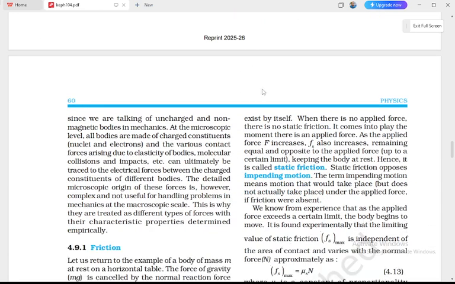since we are talking of uncharged and non-magnetic bodies in mechanics. At the microscopic level, all bodies are made of charged constituents, nuclei and electrons, and the various contact forces arising due to elasticity of bodies, molecular collisions and impacts, etc., can ultimately be traced to the electrical forces between the charged constituents of different bodies. The detailed microscopic origin of these forces is, however, complex and not useful for handling problems in mechanics at the macroscopic scale. This is why they are treated as different types of forces with their characteristic properties determined empirically.